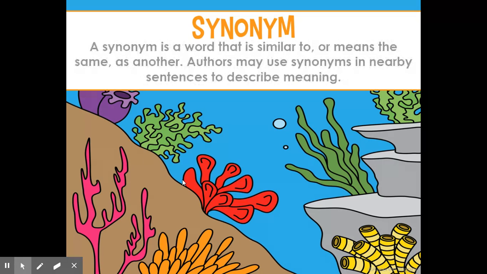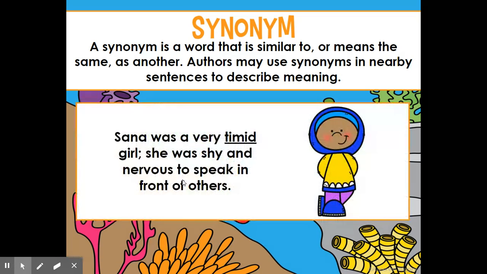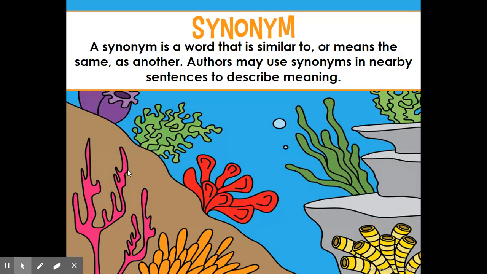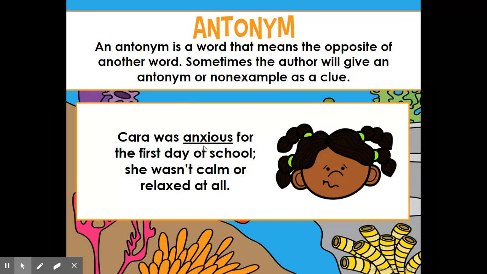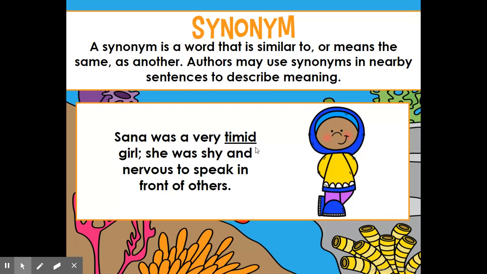All right, and synonym. A synonym is a word that is similar to or means the same as another. Authors may use synonyms in nearby sentences to describe meaning. Sanaa was a very timid girl. She was shy and nervous to speak in front of others. So you have the word timid, and timid in this sentence means shy and nervous. All right, so remember we have synonym and we have antonym. Antonym is the opposite. Wasn't calm or relaxed, so that means anxious.